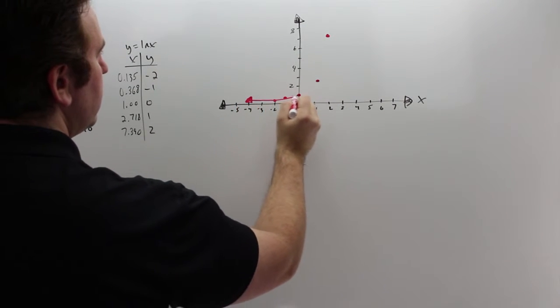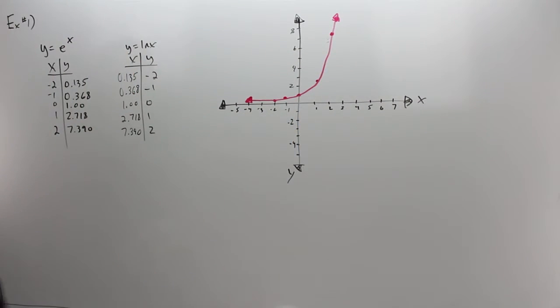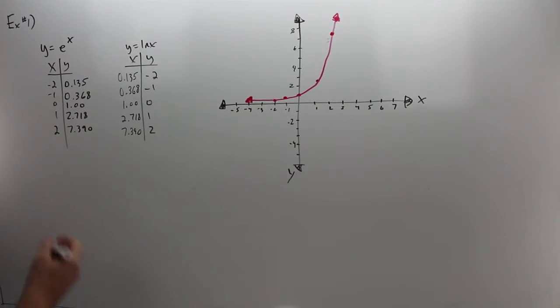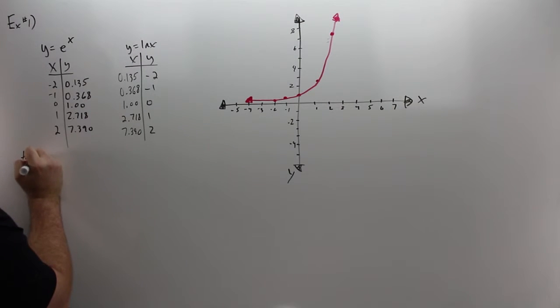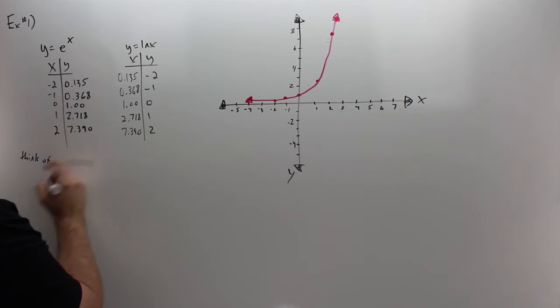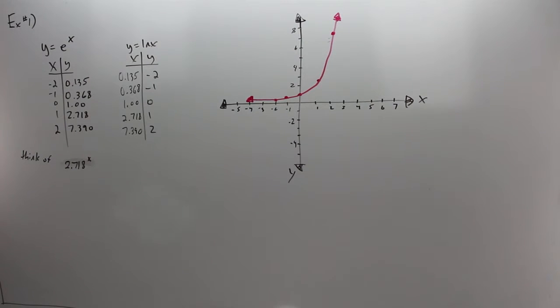And you'll notice here that we have an asymptote. We have an asymptote at y equals 0. That's because if you think about it, one way of thinking about y equals e to the x is you can kind of think of it as 2.718 to the x. So it's pretty much just your standard exponential function. It's just a little bit not a nice whole number, basically.